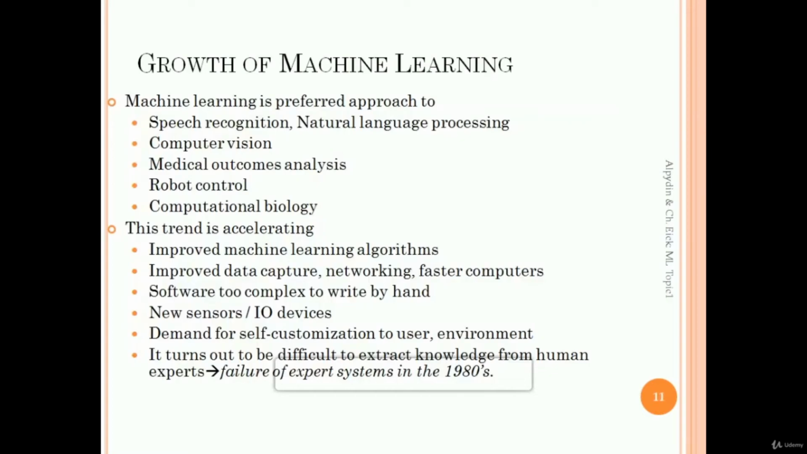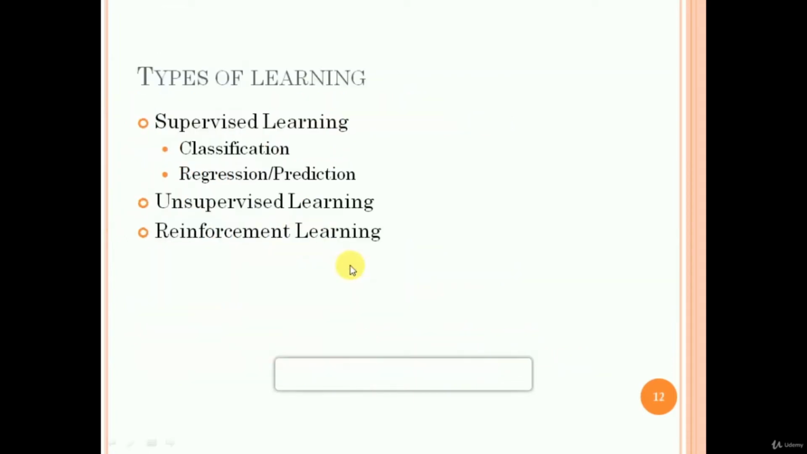In machine learning there is a lot of growth. For example, speech recognition, in which a computer can understand the words spoken by a human. Computer vision, where a computer can see images and understand many things. And many other areas are also available, like medical outcomes analysis, robot control, computational biology, and so on. Besides this, machine learning is generally divided into three major categories: supervised learning, unsupervised learning, and reinforcement learning, which we'll see in the upcoming videos. I'm going to explain all these topics broadly.